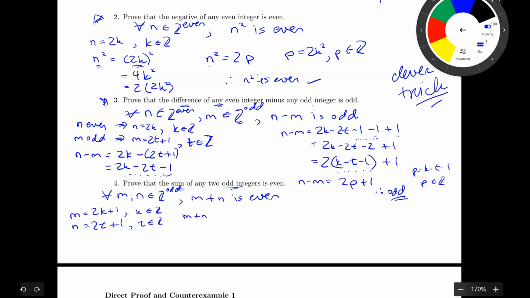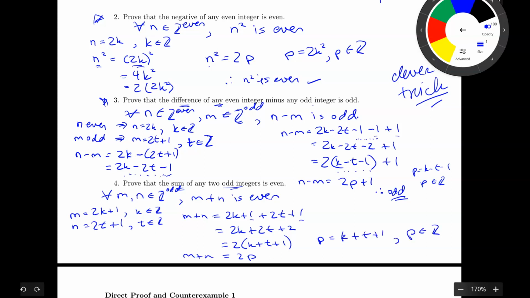So m plus n will equal 2k plus 1 plus 2t plus 1. So I get 2k plus 2t, oh, and these two ones make a 2. So I can factor a 2 out. And I can say m plus n is equal to 2p, where p is equal to k plus t plus 1, p is an element of the integers. So therefore, even.